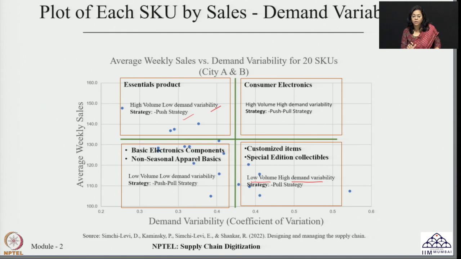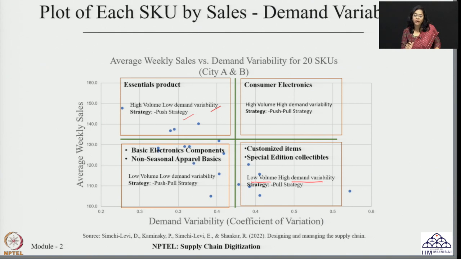So we can see from here very clearly how we have interestingly used these two concepts of demand variability and weekly sales to decide about these four types of products, and according to that you can select the right supply chain strategy for the same.